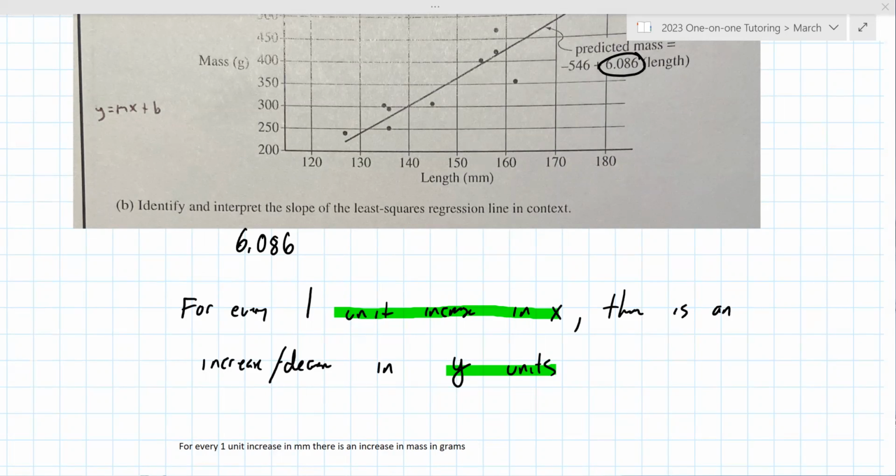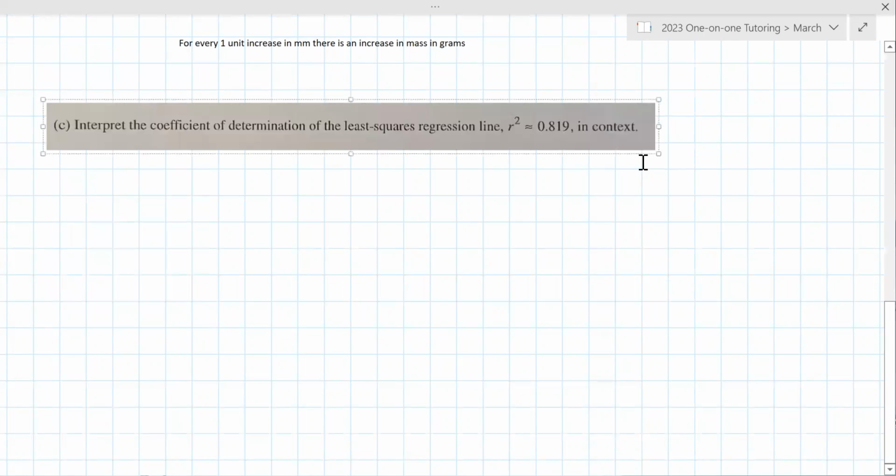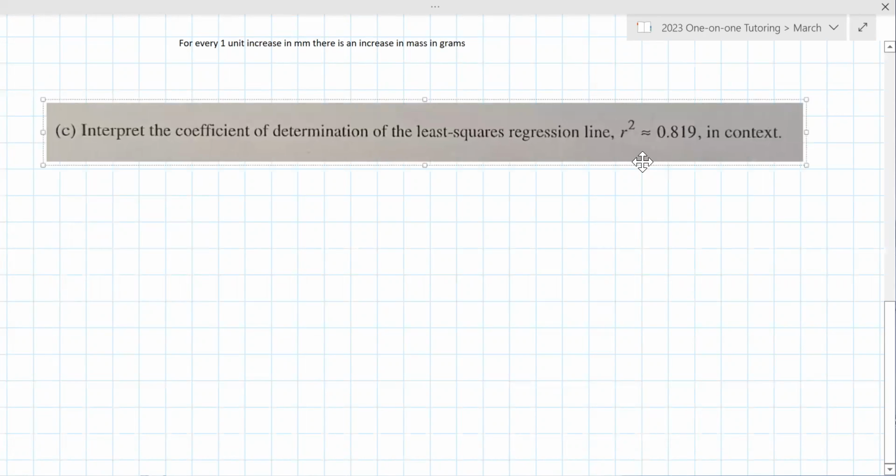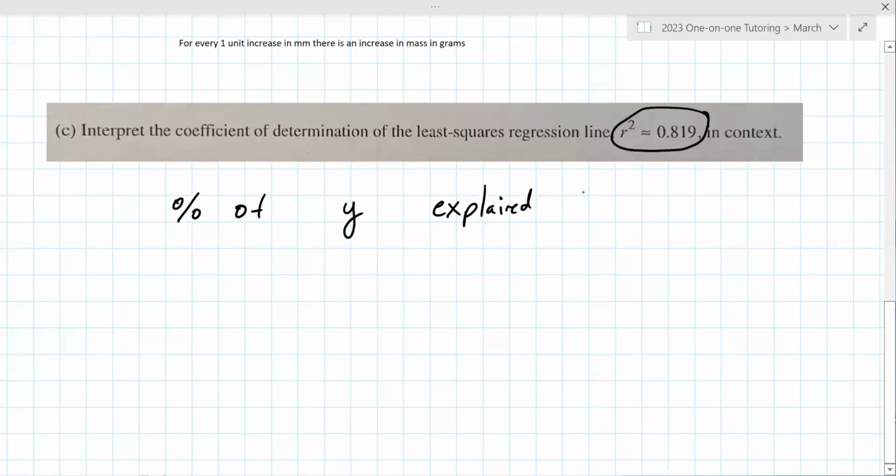These are pretty much the same. This one is the same as the previous one, where there's kind of a sentence that they always are looking for to show that you understand it. It's kind of a regurgitation parrot type thing, where maybe you don't understand, but you know how to actually formulate it. So the R squared value tells you the percentage of Y explained by X. Percentage of Y explained by X.